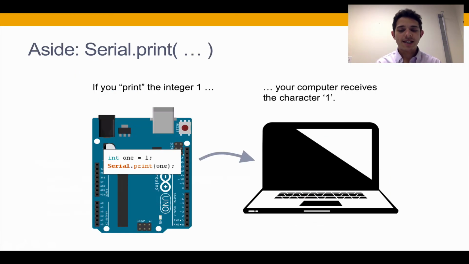Now, as an aside, if you print the integer number 1, so for example, int x equals the number 1, and then you write Serial.print(x), your computer is going to receive a character, the character 1. That is what's being communicated across the serial channel. It's characters, specifically these ASCII characters, even though you're giving the print function an int variable.